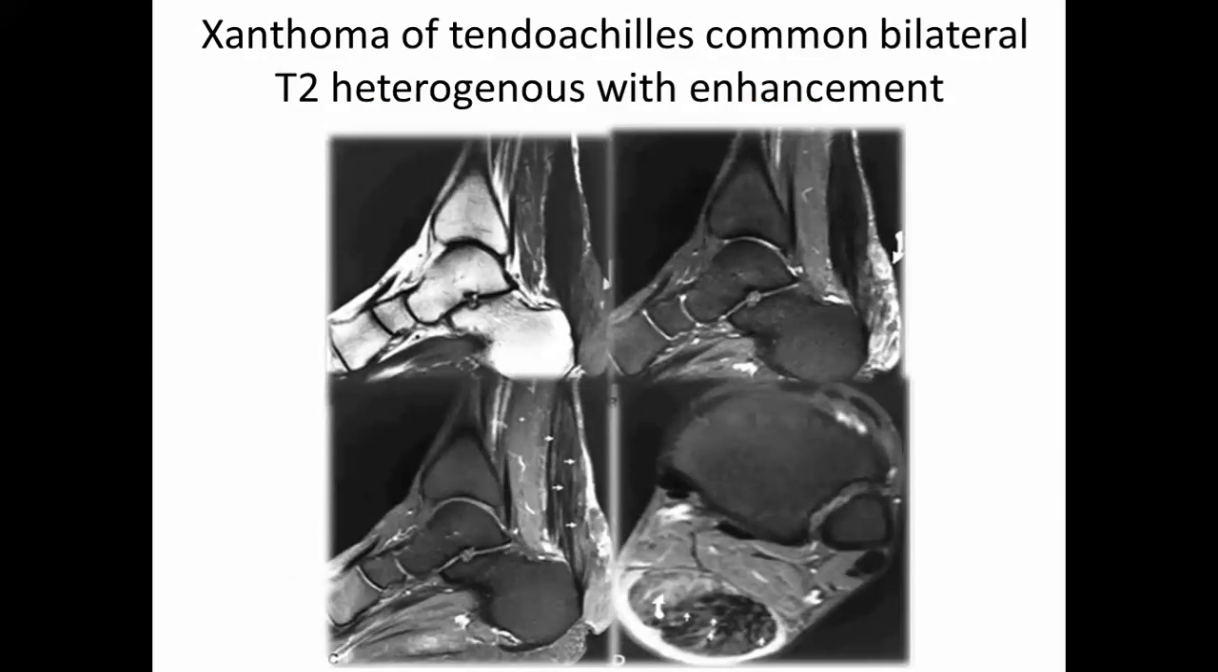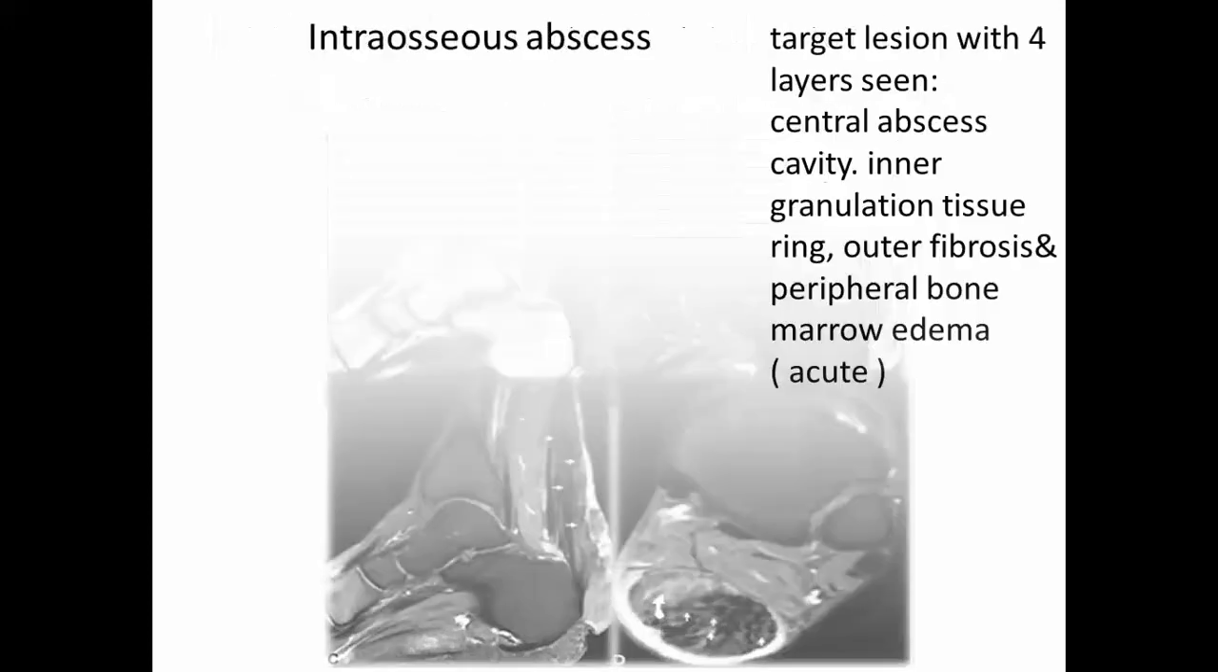Xanthoma of the Achilles is a well-known soft tissue swelling of the distal Achilles without trauma, but it is usually bilateral and shows some enhancement. This is what we call xanthoma of the tendon Achilles. It is a fusiform swelling, which may enhance faintly, and it is commonly bilateral. It has no relation with trauma.